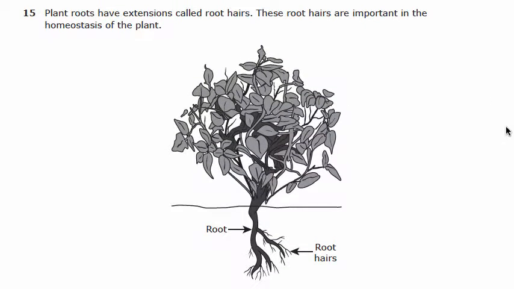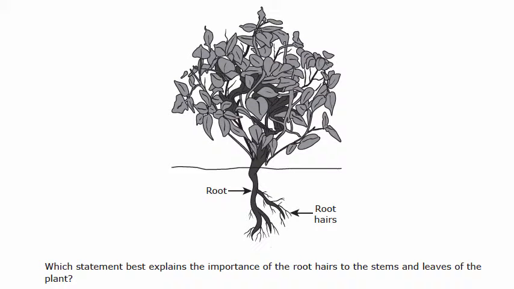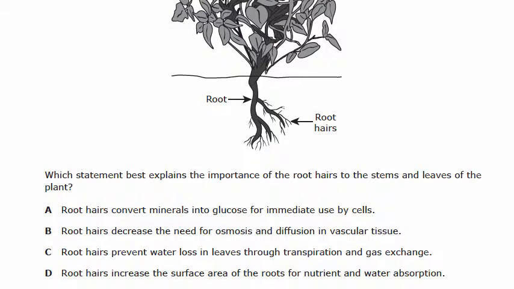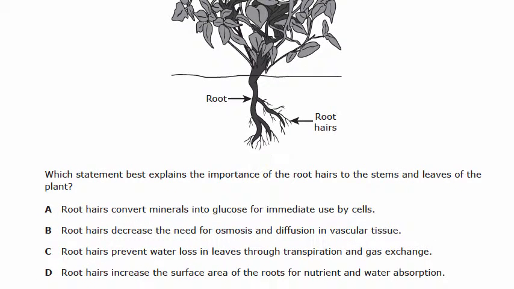Number 15. Plant roots have extensions called root hairs. These root hairs are important in the homeostasis of the plant. Which statement best explains the importance of the root hairs to the stems and leaves of the plant?